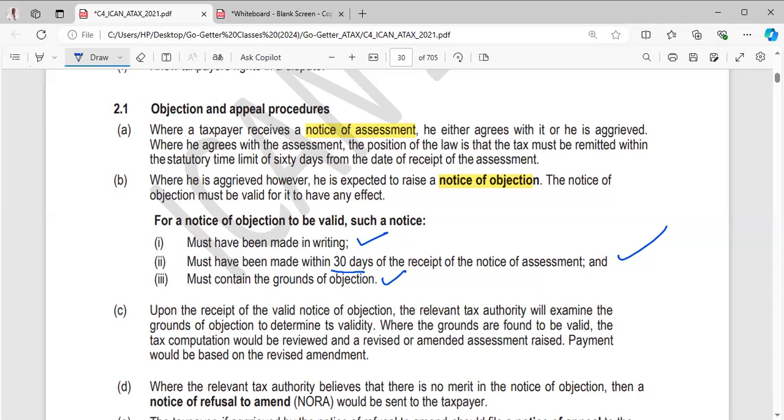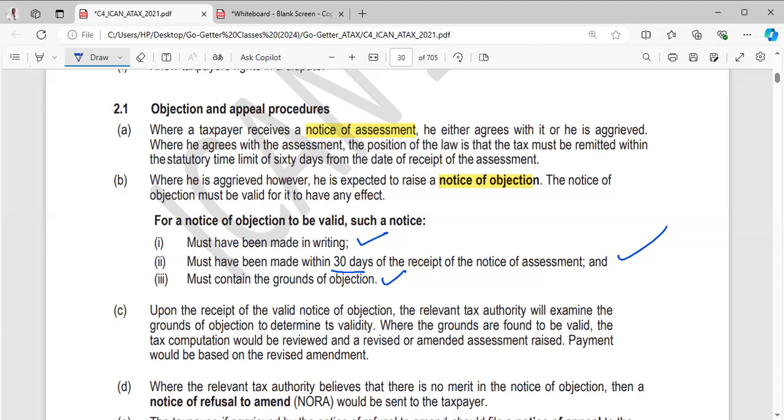Let's look at the people that use objection a lot, the lawyers. When you are in court and you hear a lawyer say, objection, my lord, it doesn't stop there. It states why he's objecting. The same thing happens here. When you are objecting, you are raising a notice of objection to the notice of assessment. You must state the grounds upon which the objection is done. It must be done in writing, and it must be done within 30 days.